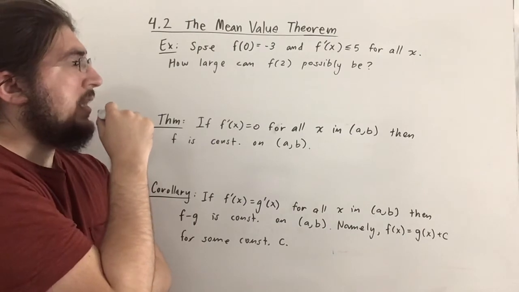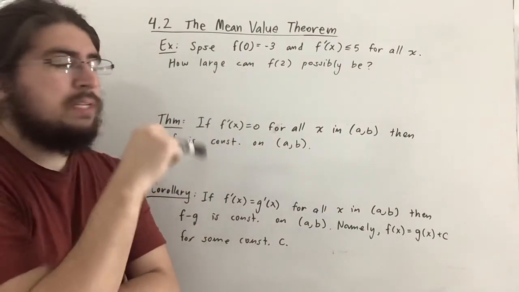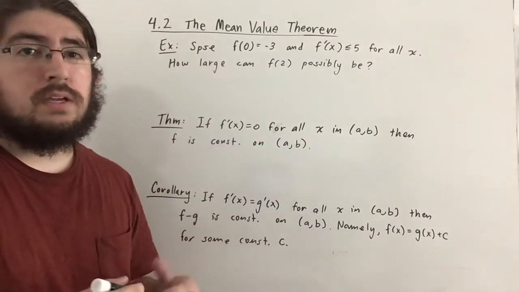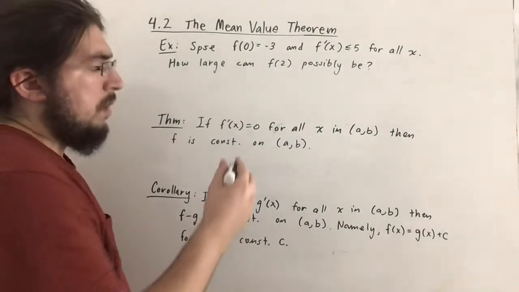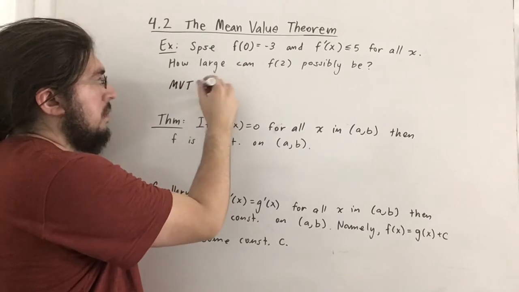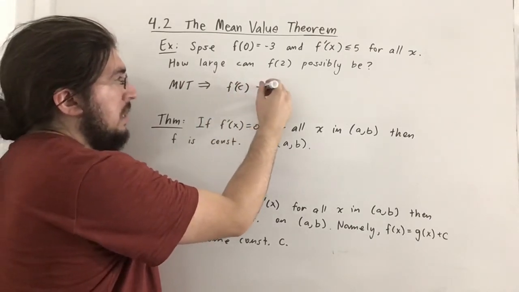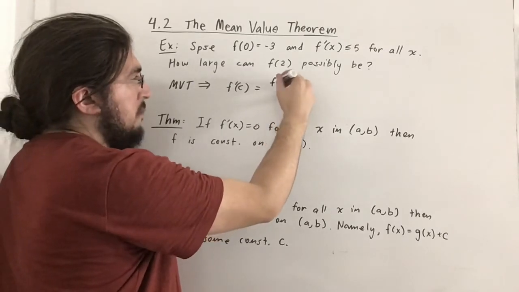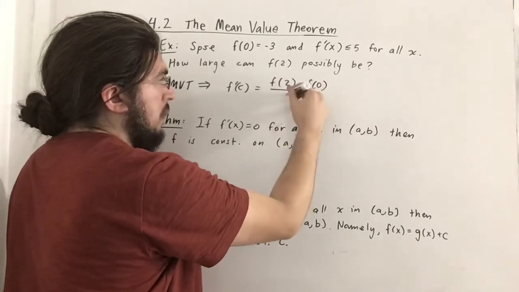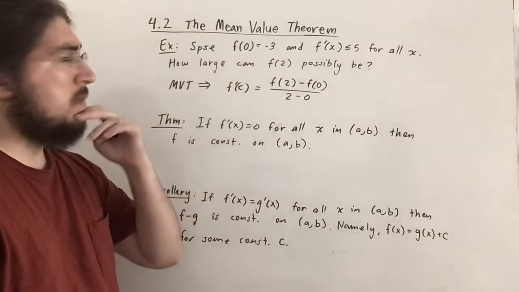Anyways, the question asks, how large can f of 2 possibly be? So let's see. We have f of 0 and we have f of 2. So for f of x, we want to consider the mean value theorem on the interval 0 to 2. So what I'm going to do here is say the mean value theorem implies that there's a c such that f prime of c is equal to f of b minus f of a over b minus a. But again, kind of coincidentally like the previous problem, b and a are 0 and 2 in this case. Those are the only x values we have here.